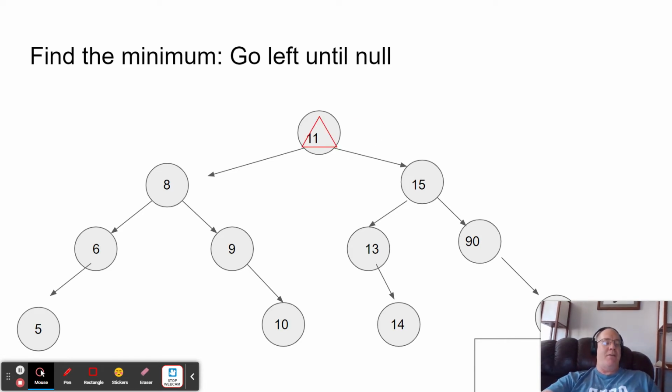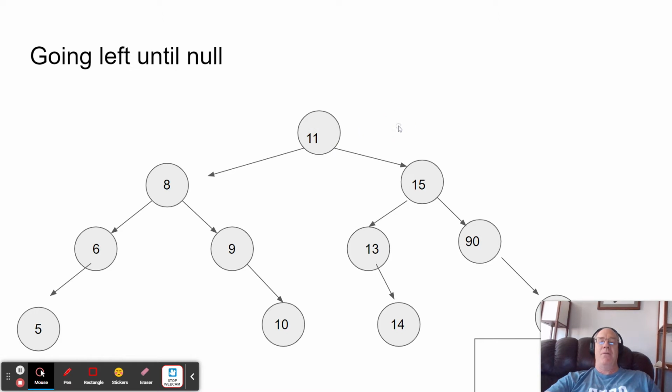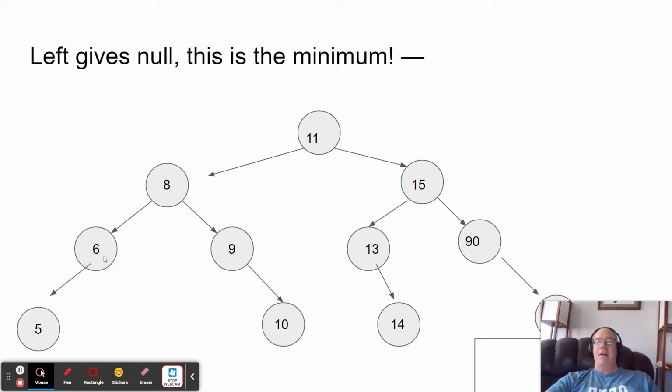So if I want to find the smallest element in my binary search tree, I have to start at the root. And then what I do is I look to my left child until my left child is null. The left child of this root is not null, so I go left. The left child of that node is not null, so I continue left, and I continue on. The left child of that node is this one, down in the lower left, and it has no left child. Its left child, in other words, is null. So this is the minimum.